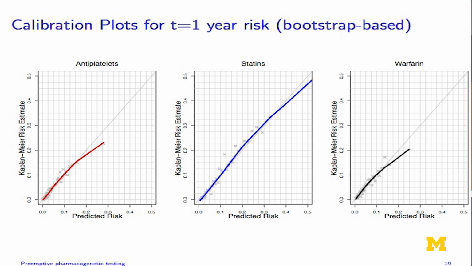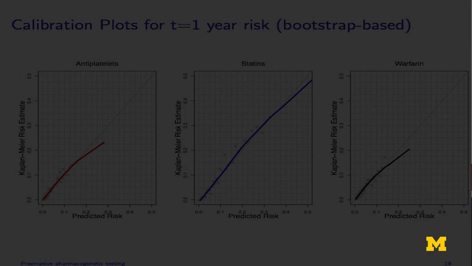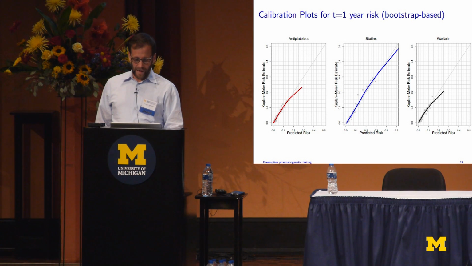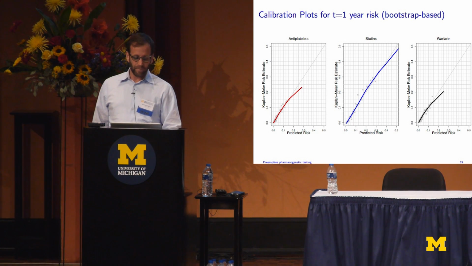These are calibration plots for 1-year risk of getting put on these medications. What you're hoping for when you look at these calibration plots is that these colored lines fall right along this gray line. To the extent that they do is to the extent that your predicted risk is actually equal to your actual risk. Each of these little X's represents 500 people.